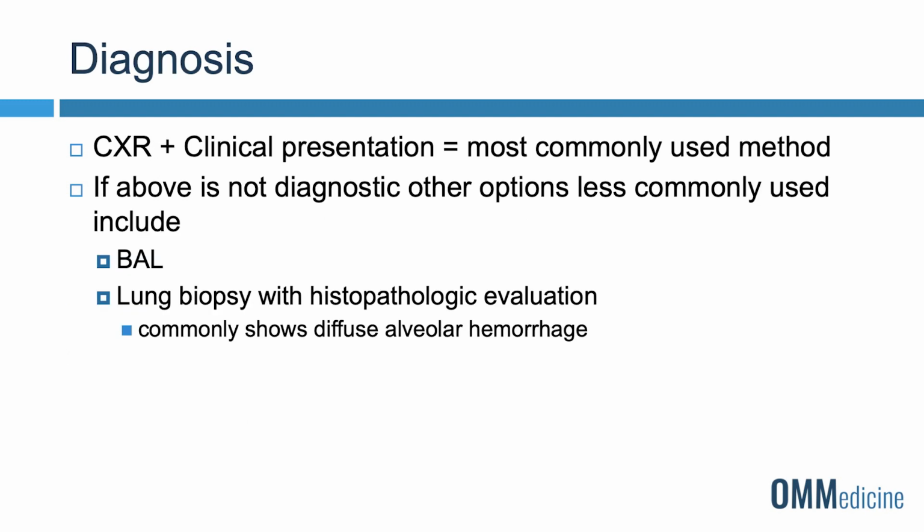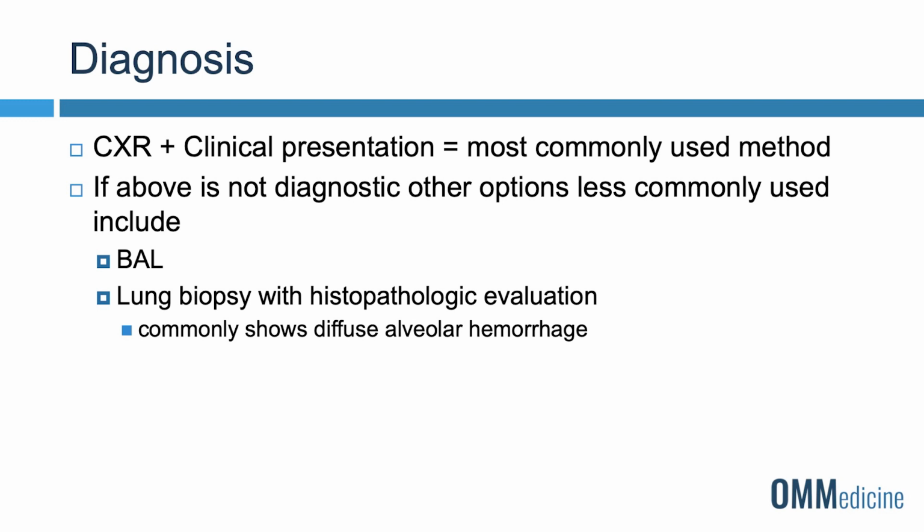So how will we diagnose ARDS? Well, it's two components that are typically used, and that's going to be a clinical picture that is consistent with ARDS, as well as a chest x-ray. And remember that the chest x-ray is going to show diffuse bilateral infiltrates, typically between 6 to 72 hours after the initial insult. Now, if the chest x-ray or the clinical presentation is borderline and not truly diagnostic, then other options that can be used are bronchoalveolar lavage or a lung biopsy with evaluation of the histopathologic findings.